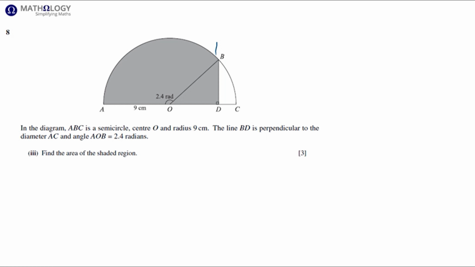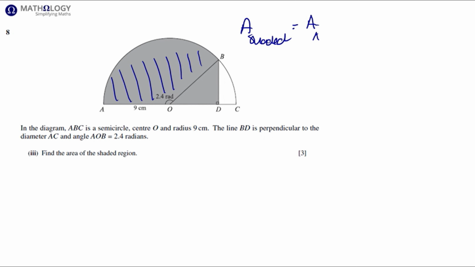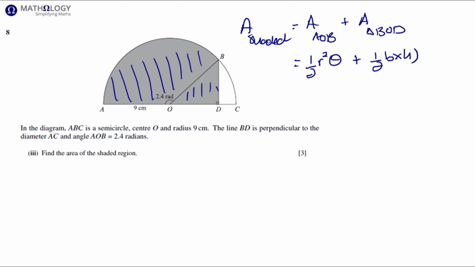The last part of the question requires us to find the area of the shaded region. So the area of the shaded region will be the area of the sector AOB plus the area of the right angle triangle BOD. The area of a sector is given by a half r squared theta, and the area of a right angle triangle is given by a half base times height.